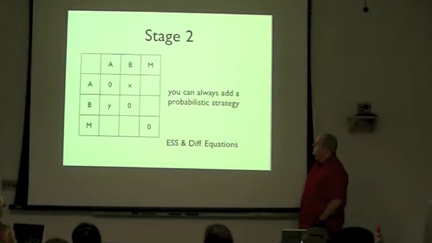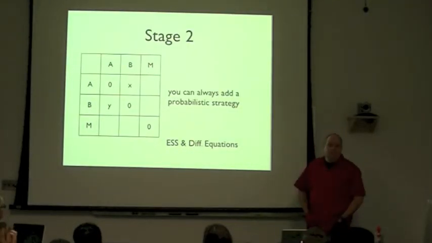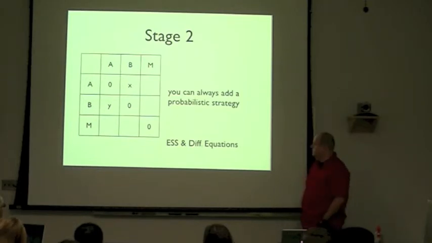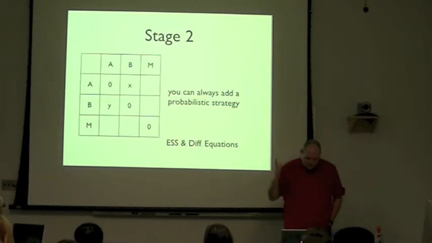Actually, that's the summary slide. It says that you can always add strategies that are probabilistic, and then still solve this. That's what this is called.